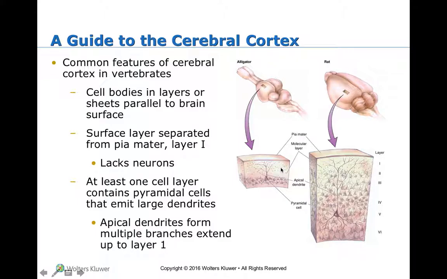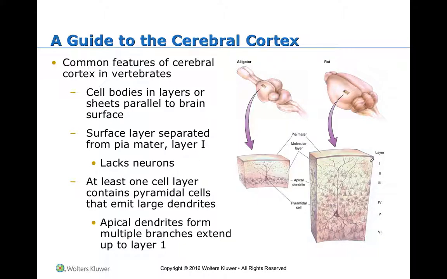So we've mentioned the cerebral cortex a few times, but let's look a little bit deeper. There are some common features among cerebral cortices in vertebrates. You have cell bodies that lie in layers of sheets that are parallel to the brain surface. So layer 1, 2, 3, 4, 5, 6, all parallel. The surface layer is separated from the pia mater in layer 1, and this will actually lack neurons. Now there may be some dendrites or some processes, but you're not really going to see whole soma-containing neurons.